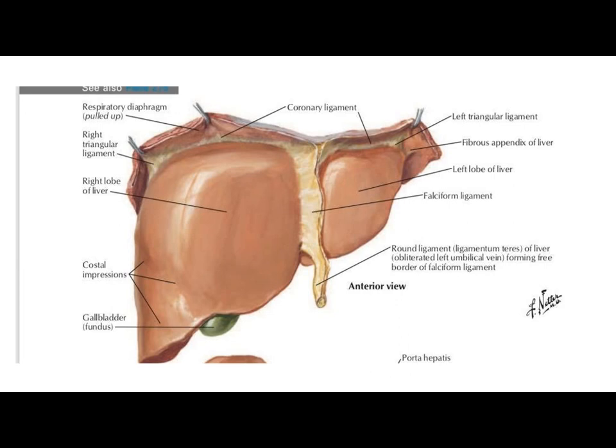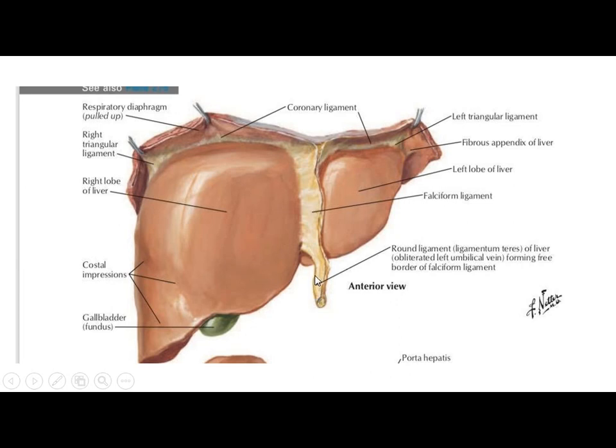It has two surfaces, the visceral surface and the diaphragmatic surface. The diaphragmatic surface is flat and smooth, and covered superiorly and anteriorly by the diaphragm. It has two domes, a larger dome for the right lobe and a smaller dome for the left lobe, separated by a slight notch for the central tendon of the diaphragm. Inferiorly, it has two notches, the first for the gallbladder and the second for the round ligament, or ligamentum teres, which is the obliterated left umbilical vein. It carries blood from the placenta to the fetus and is obliterated in adult life.